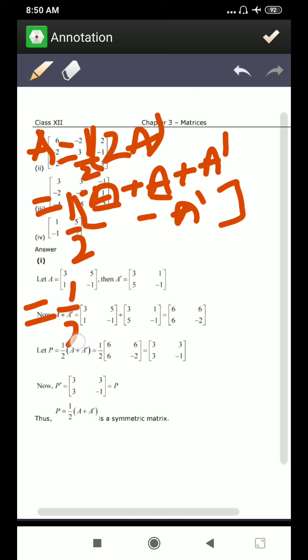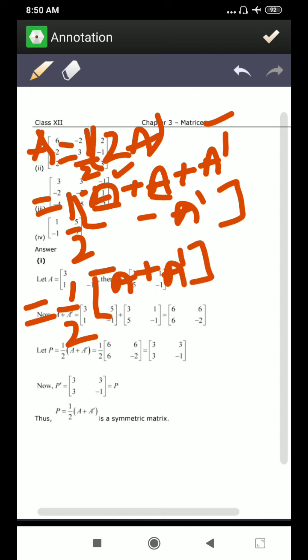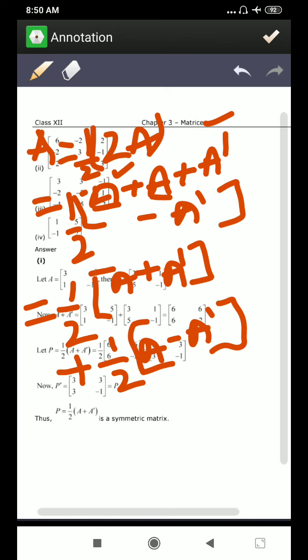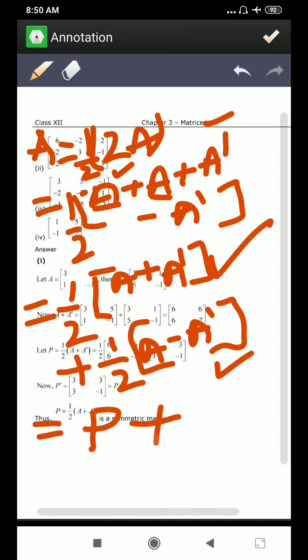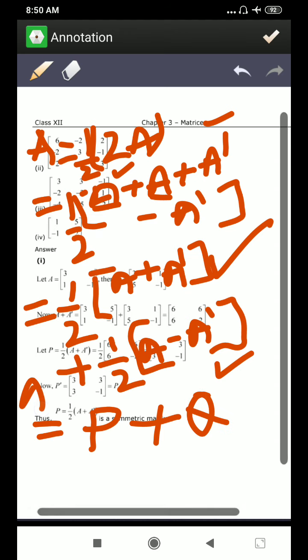Now you can write it as half of this A plus A transpose, we can take separately. And the second part, half of A minus A transpose separately. We already know by the theorem this is a symmetric and this is skew-symmetric matrix. We'll write half of A plus A transpose as P, half of A minus A transpose as Q. So your A can be written as P plus Q. So whenever a question is being asked to convert a matrix into two parts, break a matrix into two parts, one is symmetric, another one is skew-symmetric.